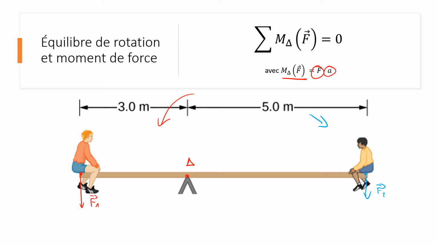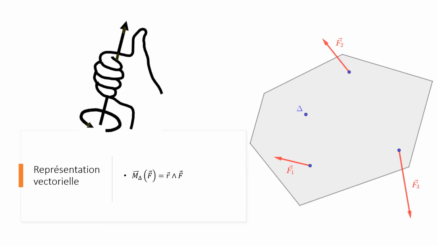And then if we sum up all the different torques, all the different moment de force, we have to consider that some of them will be called positive and the other ones negative. And so if we sum them all up, we will have equilibrium. And this looks very similar to the equilibrium of translation that we've seen before. Now, if we want to generalize this rule, we'll have to consider the torque as a vector quantity.